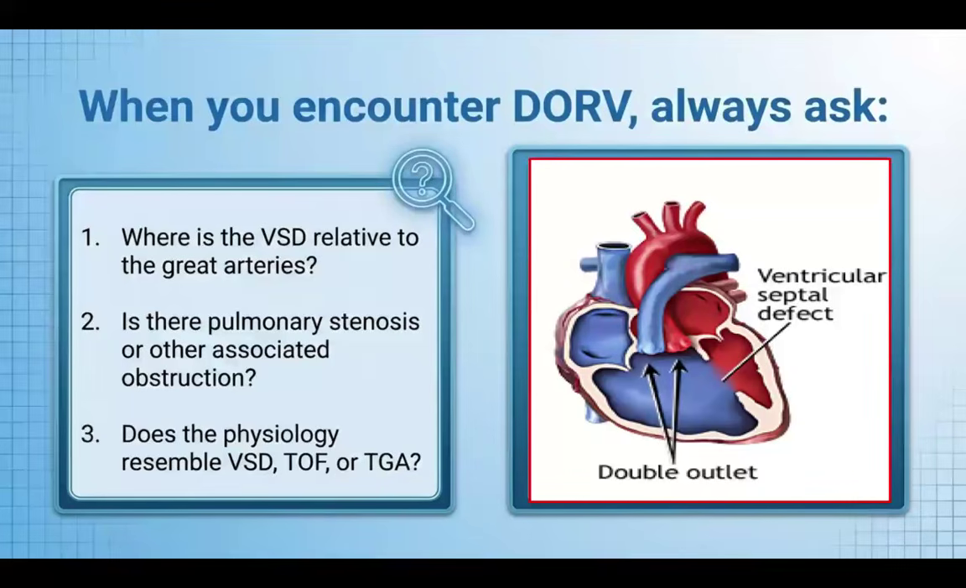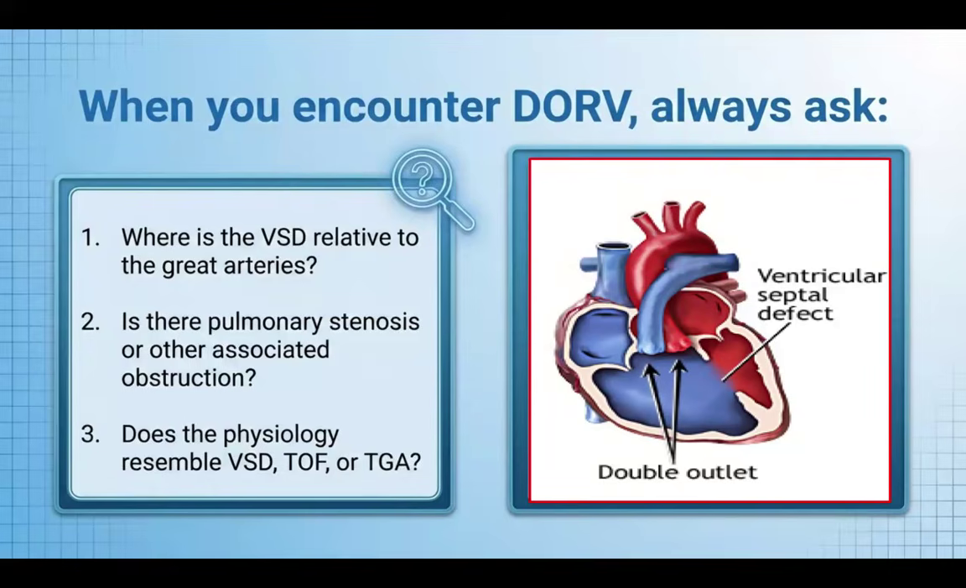We'll take a look at each one. When you suspect, while scanning, that your outflows are coming from the right side, you want to ask yourself a few questions as you're scanning. First, where is the VSD in relation to the great arteries? That's going to help tell you which type is present.